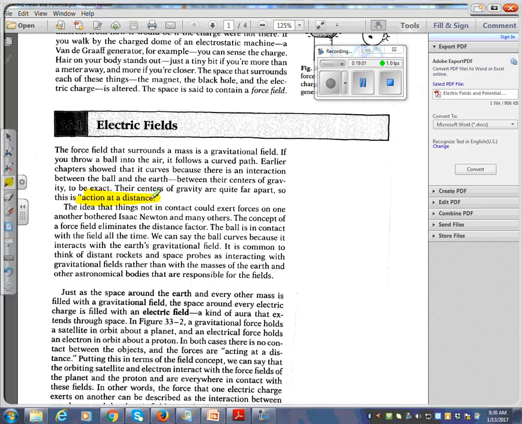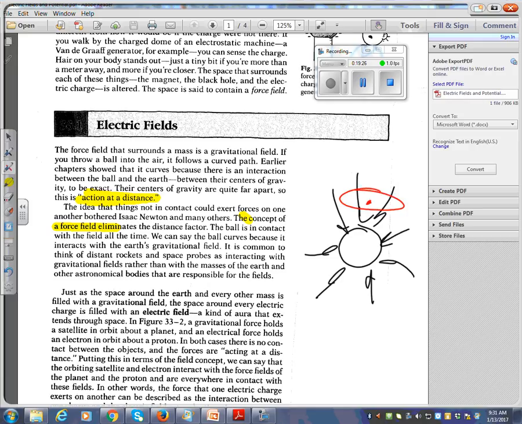The idea that things not in contact could exert forces on one another bothered Isaac Newton and many others. The concept of a force field eliminates the distance factor. So we came up with this concept of a force field. The ball is in contact with the field all the time, and I talked about this when we did gravitational fields, right? Here's the Earth's gravitational field, and there's the object. It is touching the force field, not touching the Earth, but touching the force field.